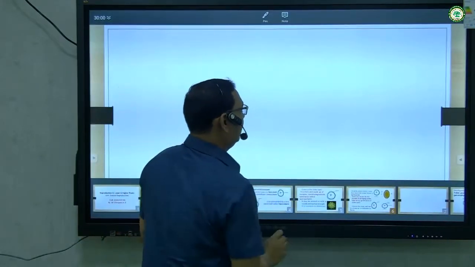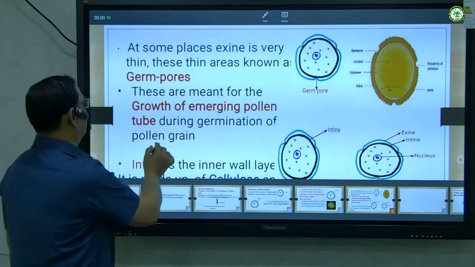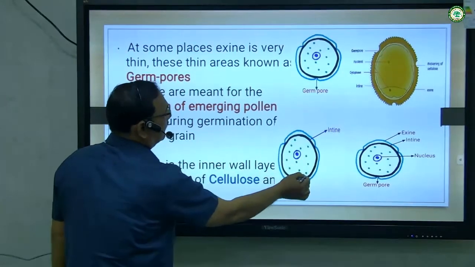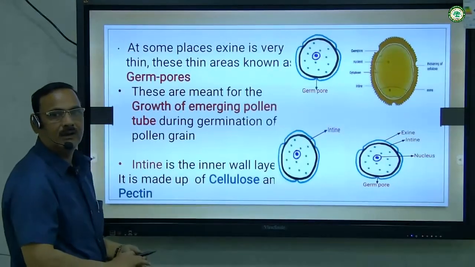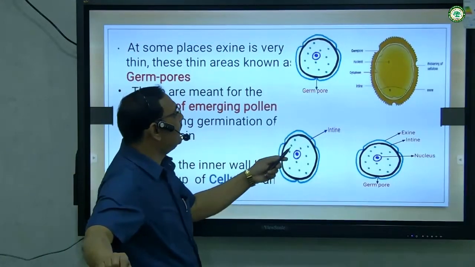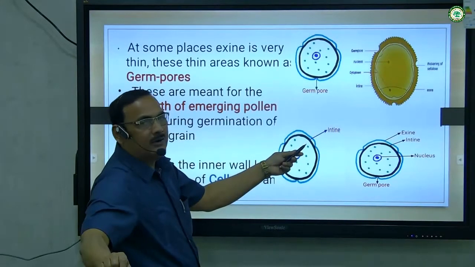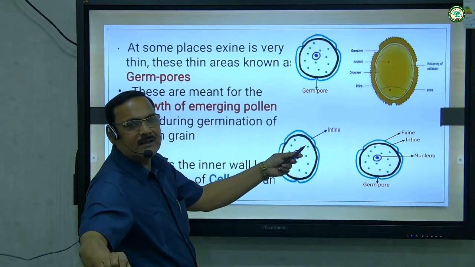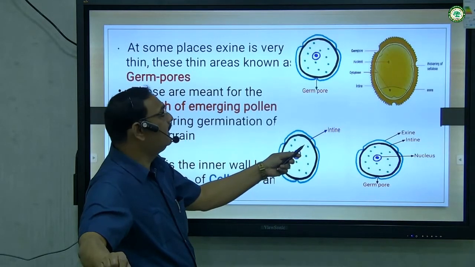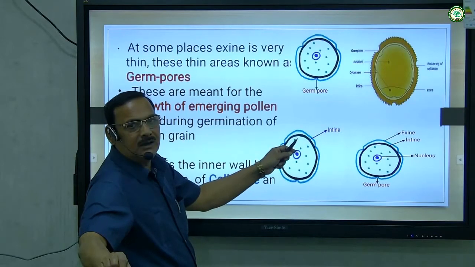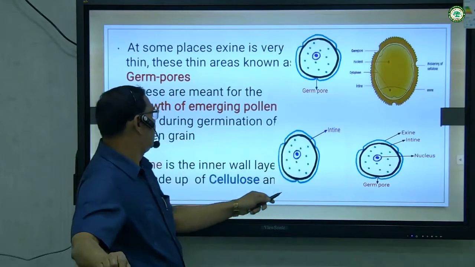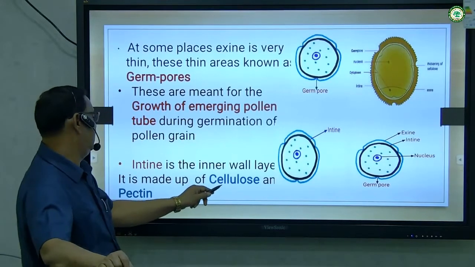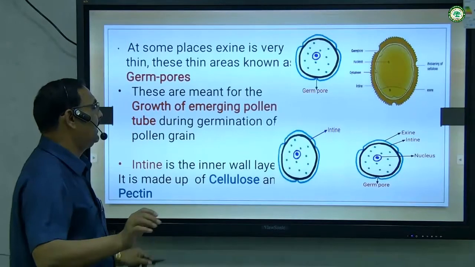In this slide, the nature of the intine: this is the innermost black colored layer in the figure. It is called the intine. Compared to the outer covering called the exine, the intine is thin, elastic, delicate, and stretchable. The intine is made up of cellulose and pectin.